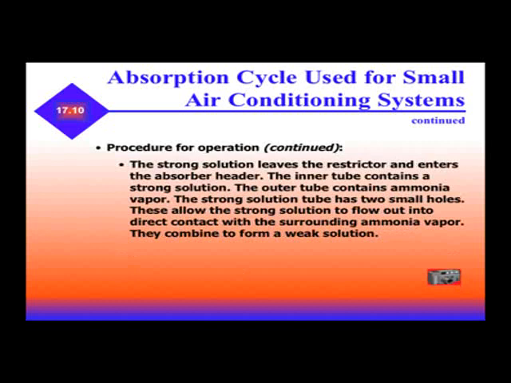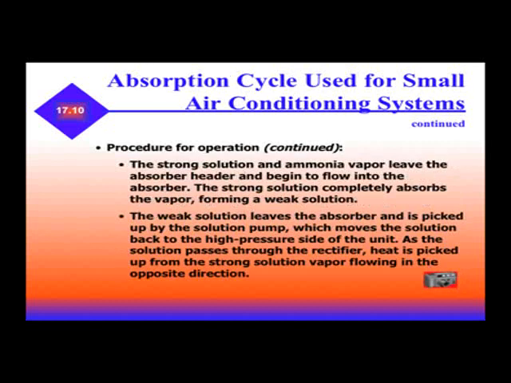The inner tube contains a strong solution. The outer tube contains ammonia vapor. The strong solution tube has two small holes. These allow the strong solution to flow out into direct contact with the surrounding ammonia vapor. They combine to form a weak solution. The strong solution and ammonia vapor leave the absorber header and begin to flow into the absorber. This strong solution completely absorbs the vapor, forming a weak solution.